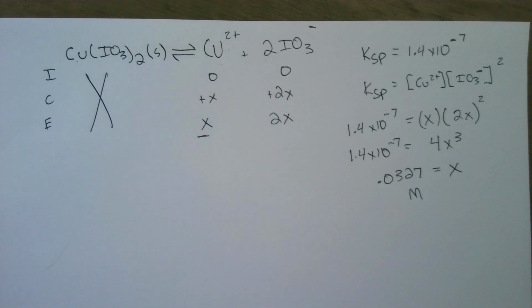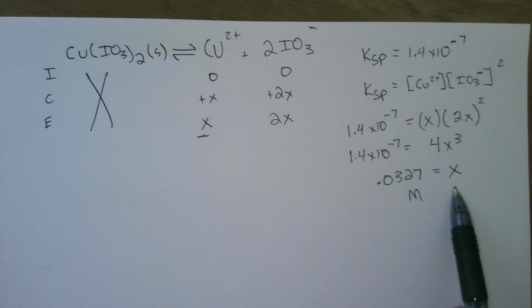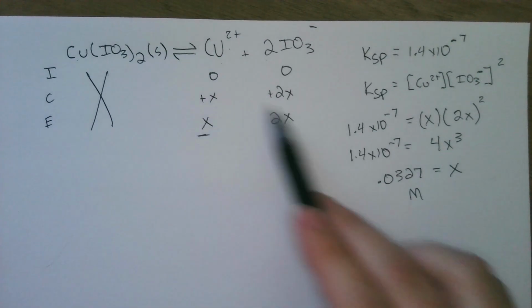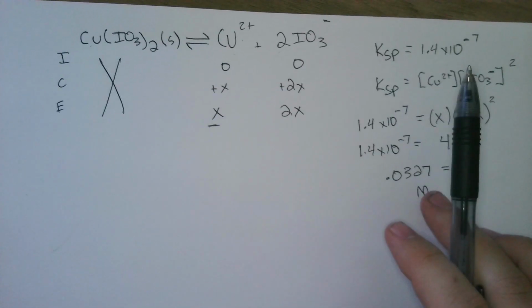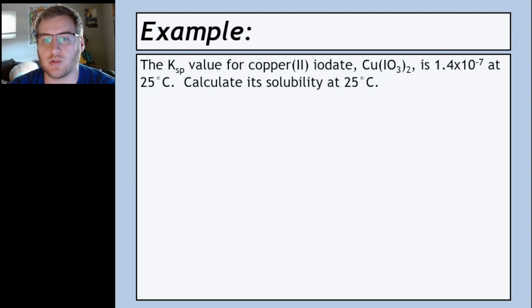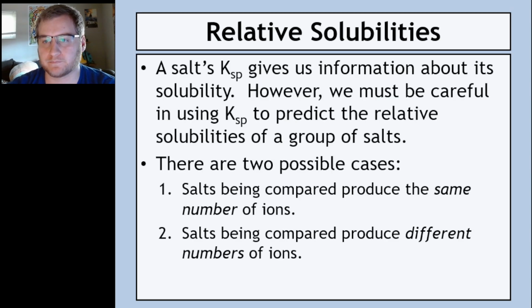Those are the two really main types of problems. Either I'm going to give you the Ksp, and you're going to use this method to find x, the molar solubility, or we'll do it backwards. I'll give you x, you'll plug in these numbers to find Ksp. Those are the two main types of salt problems. There's one more third type. We have one more example to do in these notes, but we'll get to that in just a minute. That's the majority of what you need to know about this unit.